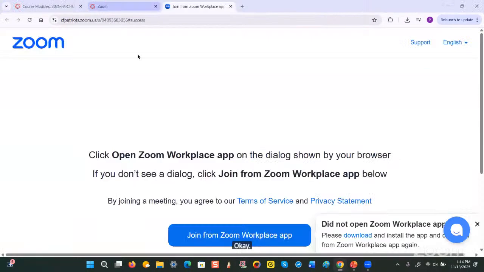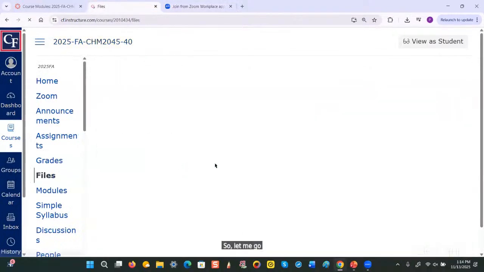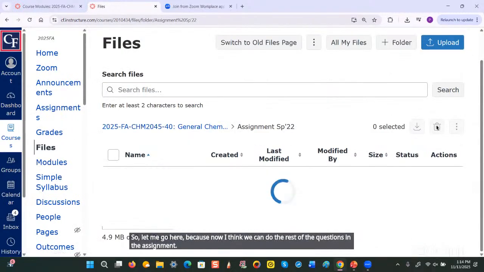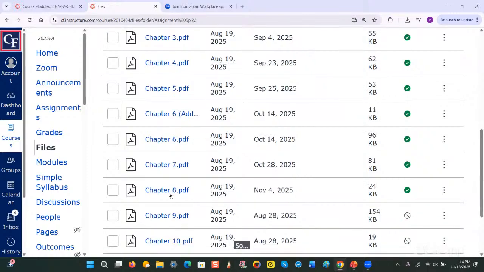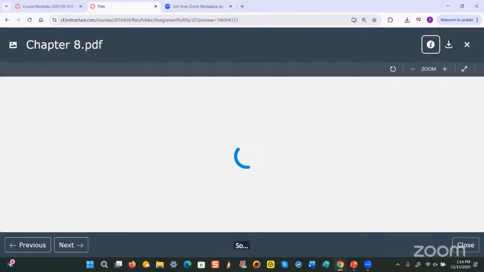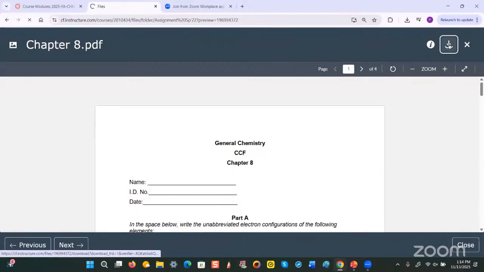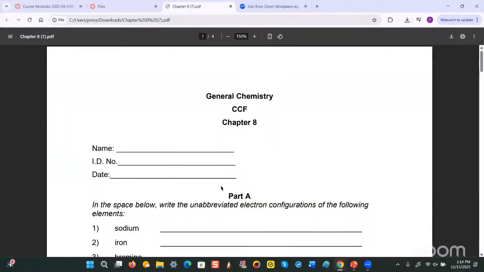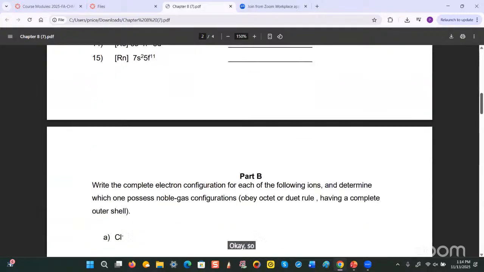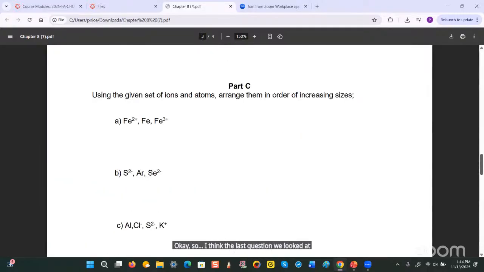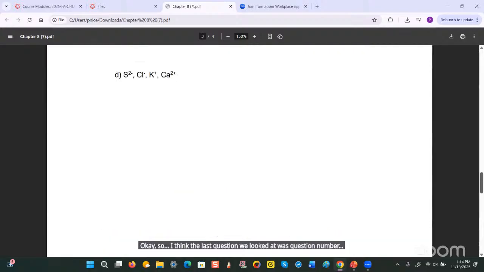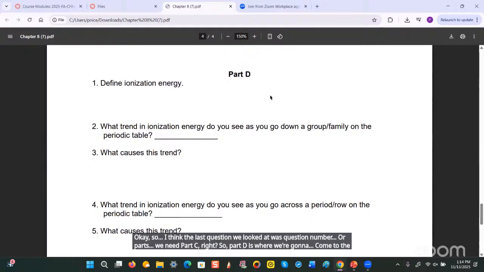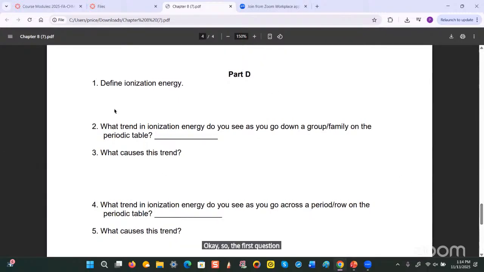Okay, so let me go here, because now I think we can do the rest of the questions in the assignment. I think the last question we looked at was part C, right? So part D is where we're going to continue from. The first question in part D is asking: define ionization energy.